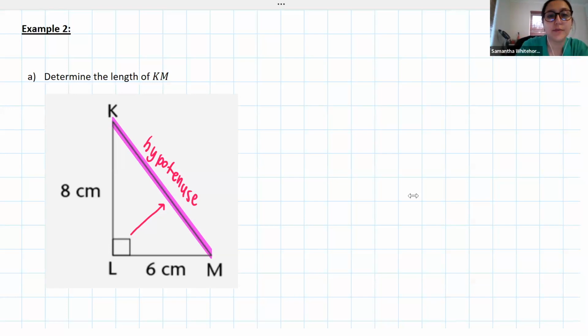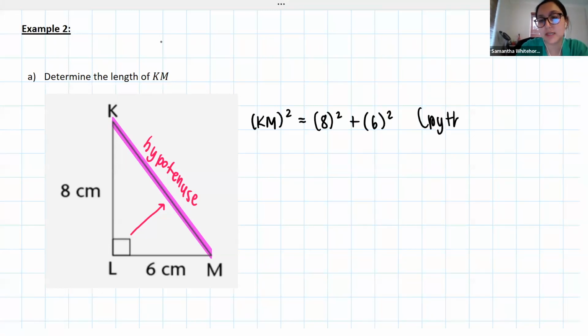Okay, let's have a see. So we know we're looking for our hypotenuse, which is km. So we want km squared is equal to 8 squared plus 6 squared. Now again, guys, if you said 6 squared plus 8 squared, it's absolutely fine. You will get exactly the same answer.